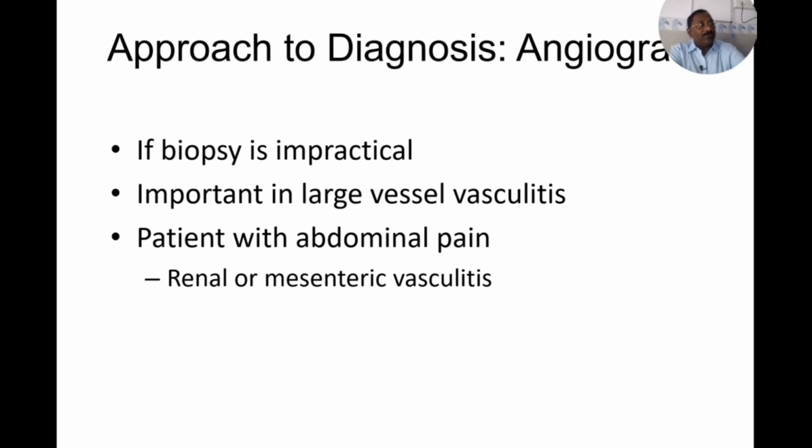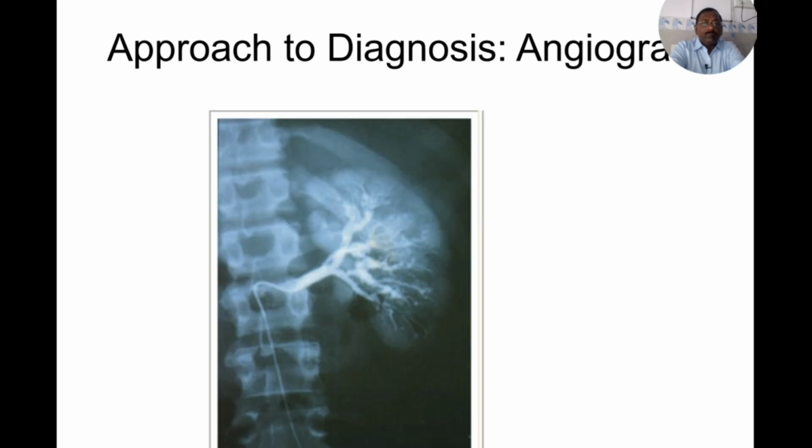So the total aorta you have to see: the arch of the aorta, the upper limb or subclavian artery, the radial artery, ulnar artery, etc. And also down the line, your renal arteries and your femoral arteries. This is important in large vessel vasculitis like Takayasu arteritis, and in patients with abdominal pain, renal or mesenteric vasculitis. This aortogram will definitely help us a lot.